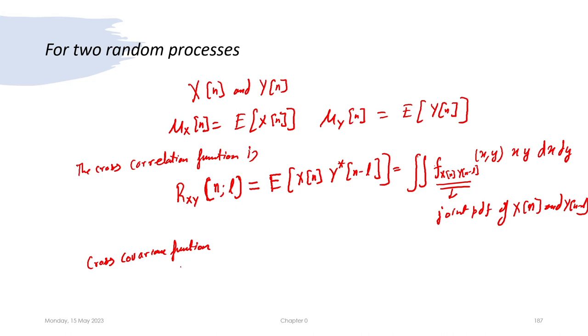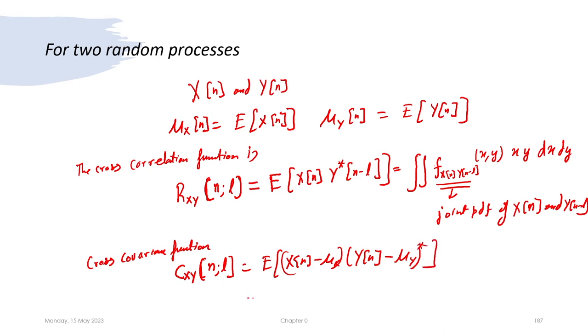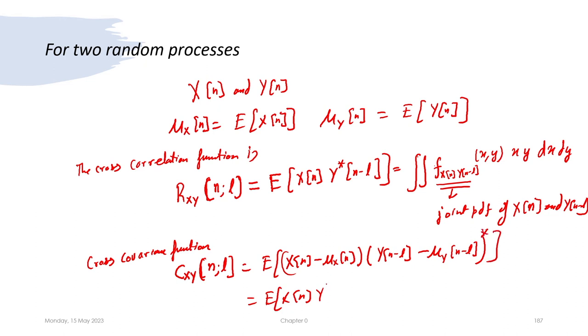of x and y is given as expected value of xn minus mu x times yn minus l minus mu y, conjugate, that can be shown to be expected value of xn y conjugate n minus l minus mu xn mu y conjugate n minus l, this piece. Or you can write it in terms of the cross correlation function as well. So there are many interpretations to this.